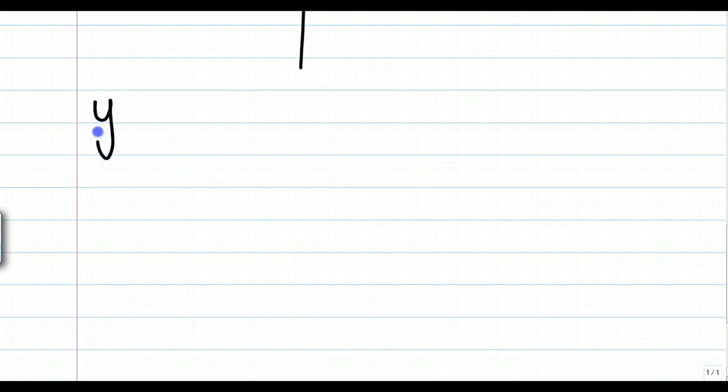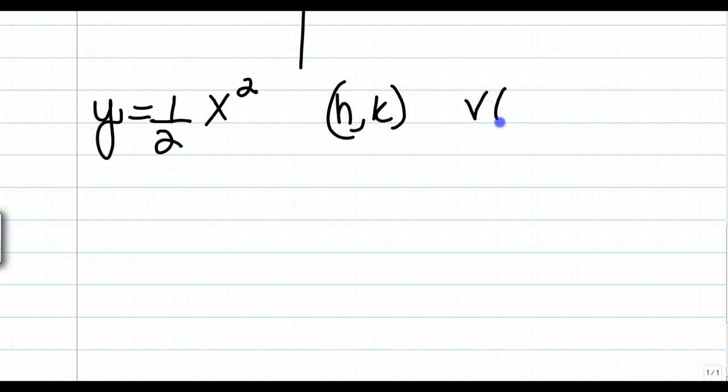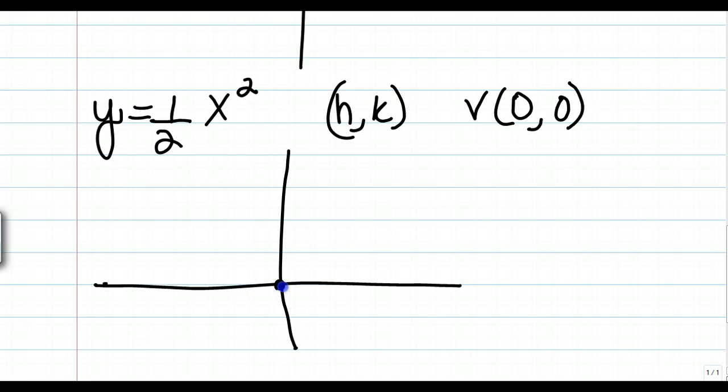Let's look at this one. What if I gave you y equals 1/2 x squared. First thing you need to find is what h, comma, k is. So what is your vertex? Well, your h is what's always next to x, so there's nothing there, so it's 0. And whatever's next to your y, there's nothing, so it's 0 for k. So when you go to graph this, your vertex is at 0, 0. You have 1/2 for your a, and it's positive, so then you know that your parabola is facing upward.